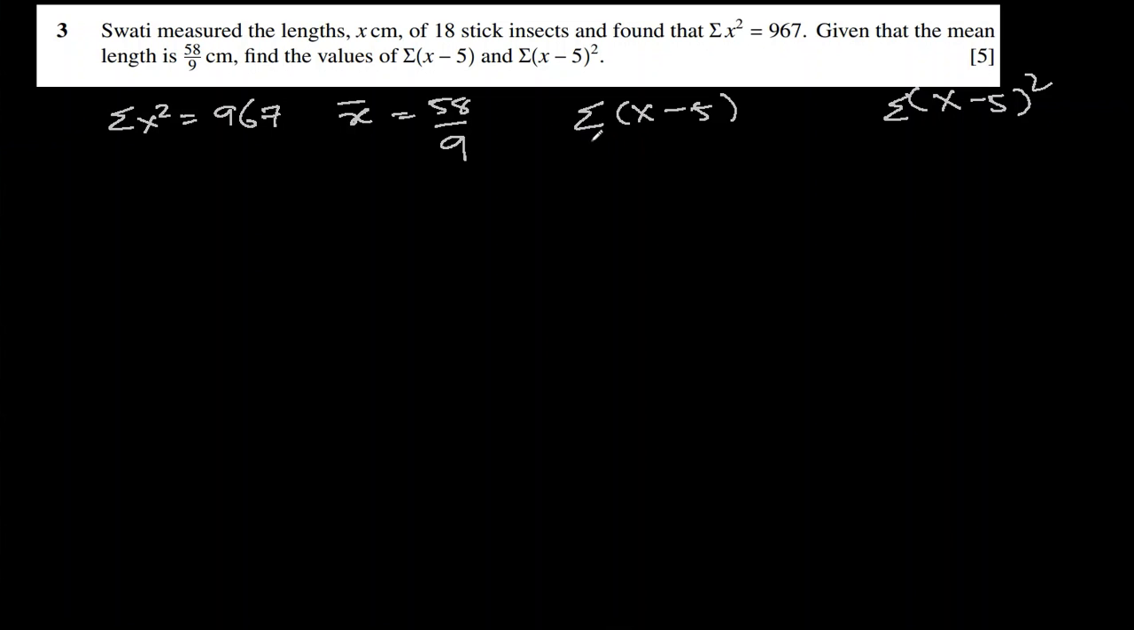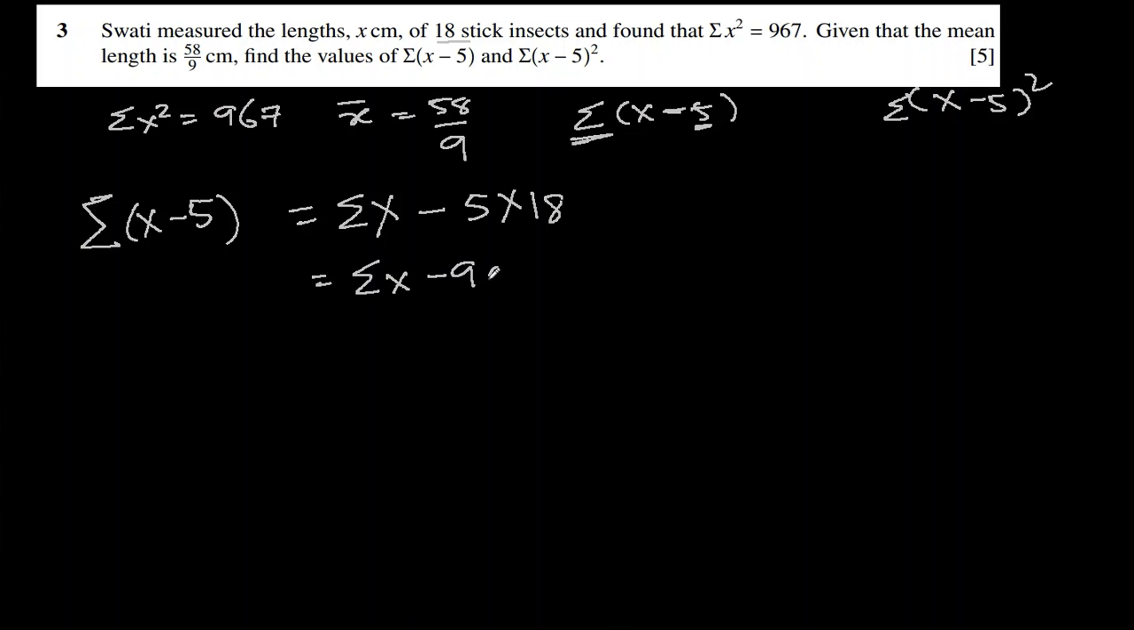Sigma (x minus 5) means the sum of the data if 5 is subtracted from each data. If we want to open this bracket, we write sigma x, but after that we don't write sigma 5, because we must have a variable there and 5 is a constant. So in such a case, we write 5 but multiply it by the number of data we have. We had 18 stick insects, so 18. So it becomes sigma x minus 90. That is sigma (x minus 5).